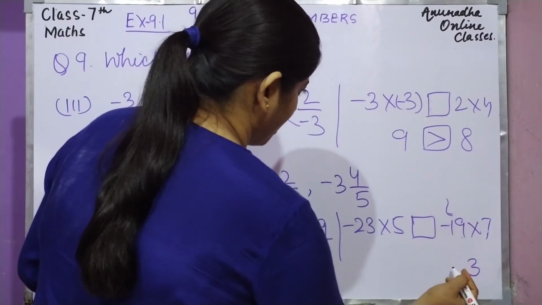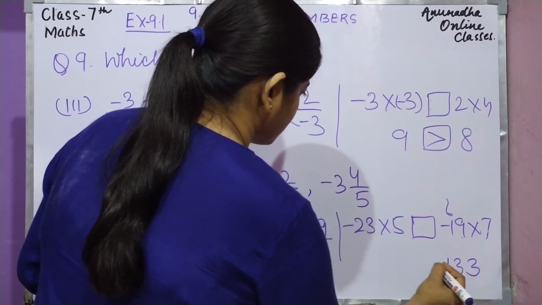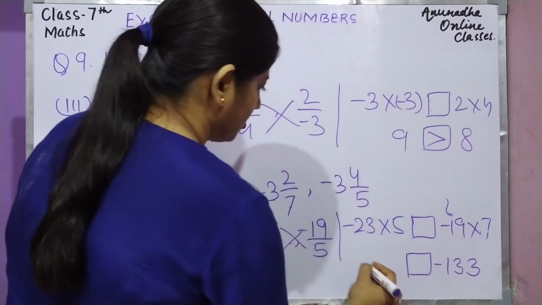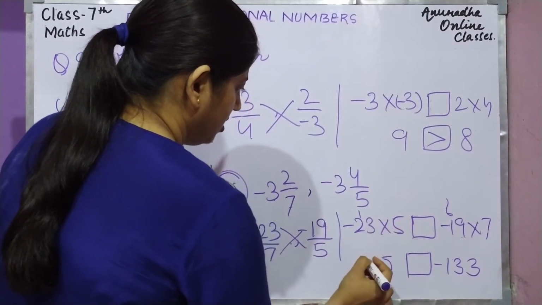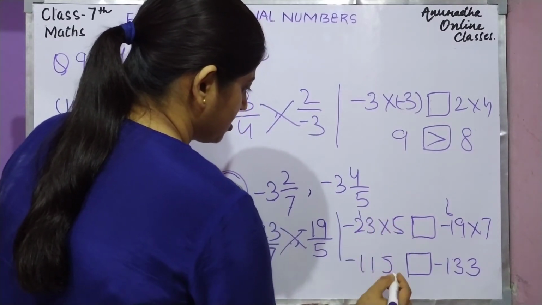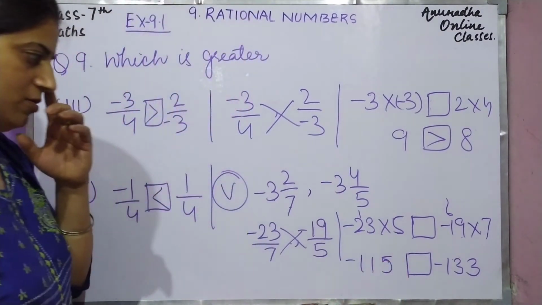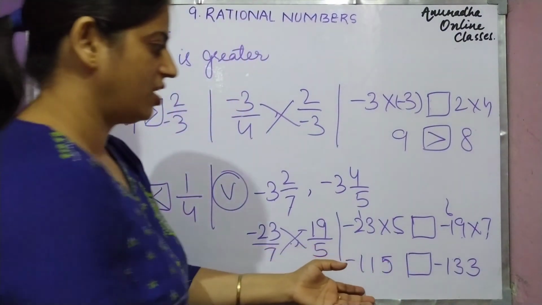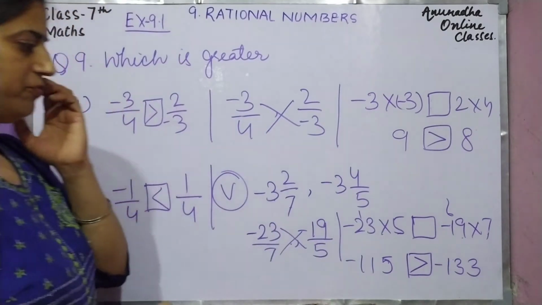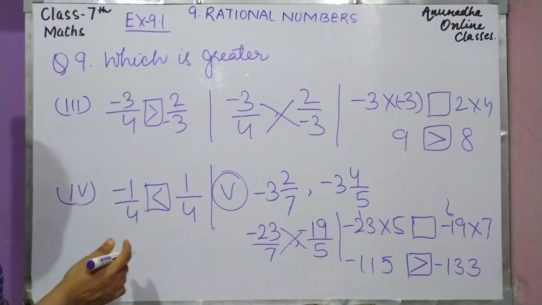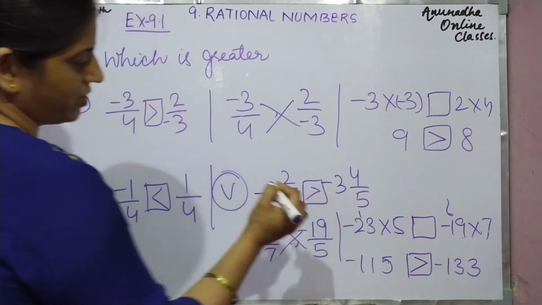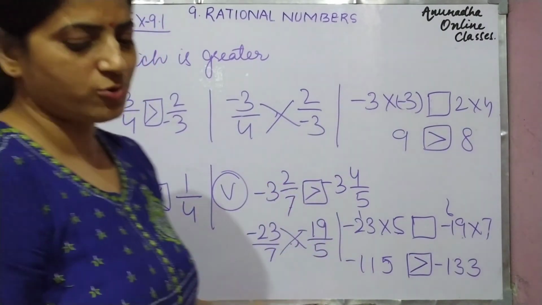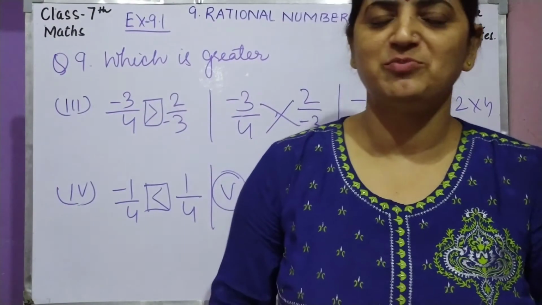7 ones are 7, 8, 9, 10, 13. This is minus 133 and this is 15 ke 5, carry 1. 10, 11. This is minus 115, that is 115, 133. Which is greater? This is greater, that means which is greater one? This one is greater. Right children, so in this way you have to do question number 9.